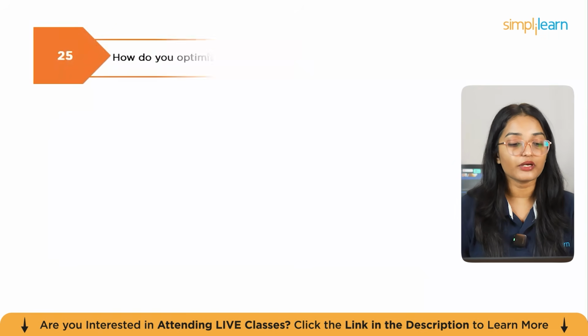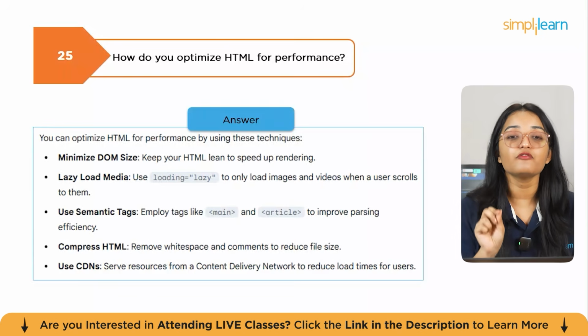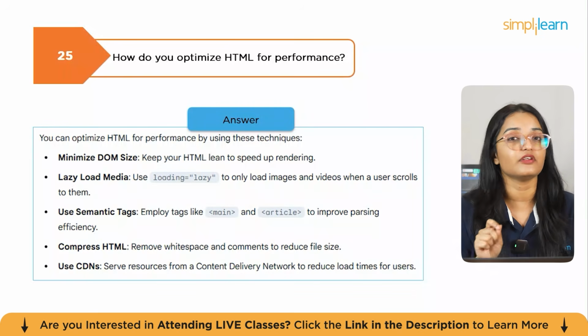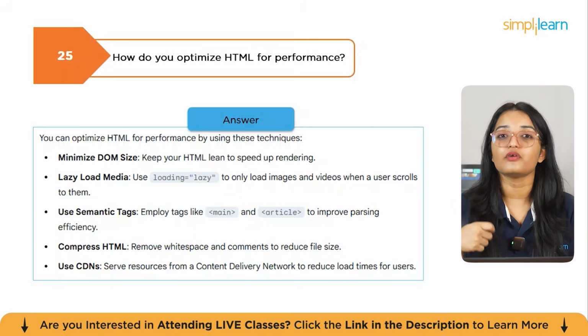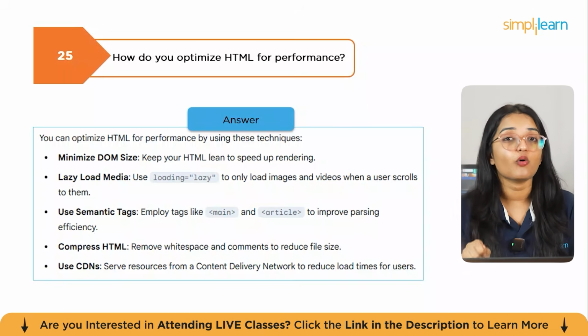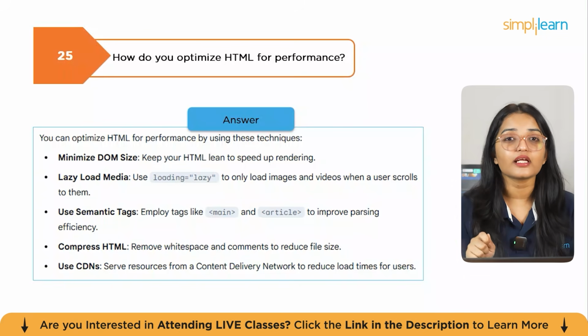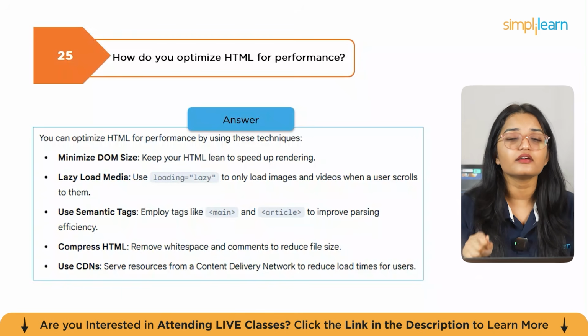That's all. Let's move on to the 25th question on our list, which is how do you optimize HTML for performance? To answer this, you say that optimizing HTML for performance is a key part of web development. Several techniques can be used, like minimizing DOM size, since a large and complex DOM tree can slow down rendering and JavaScript execution, so keep your HTML as lean and semantic as possible. Then lazy load images and videos. Use the loading equals lazy attribute on image and video tags to defer loading of media until they are about to enter the viewport.